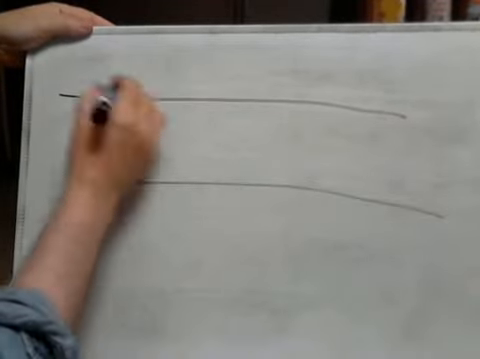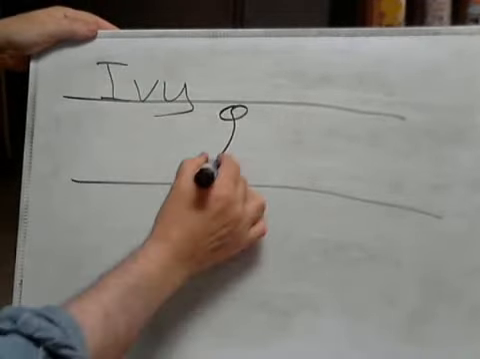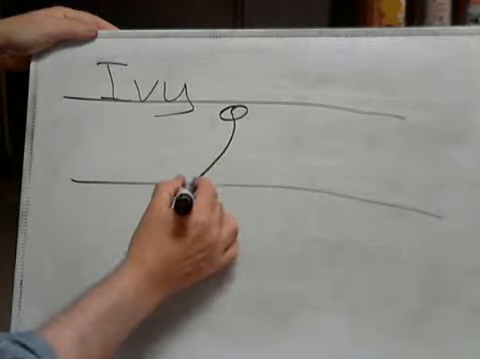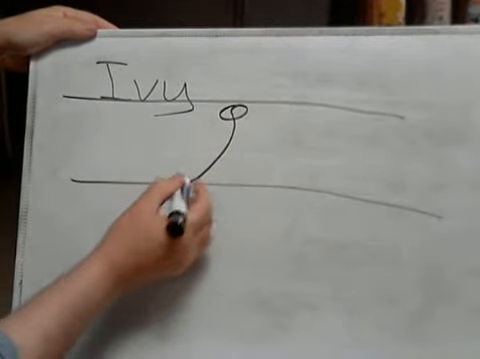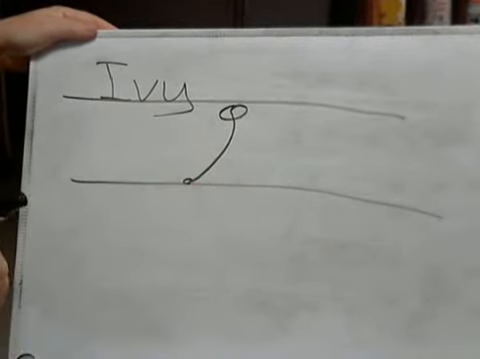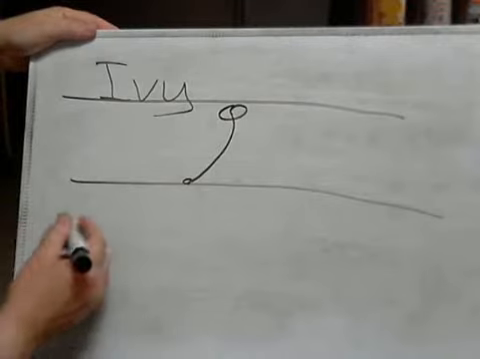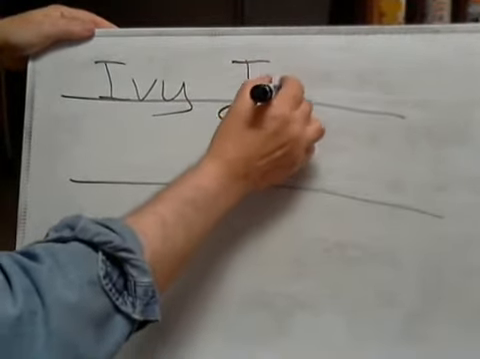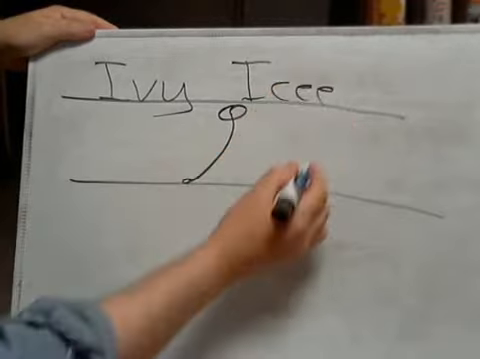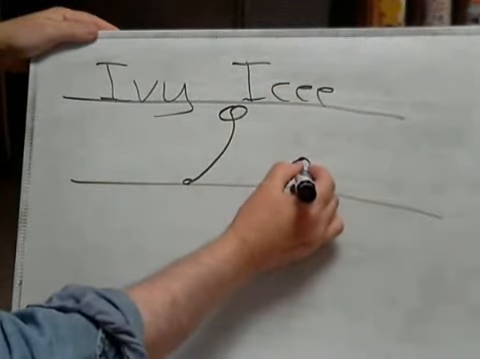The word ivy, I-V-Y, you can now bring it down just I-V. Or you could put the E on it, I-V-E. And icy, I-C-E-E. That would just be an I and an S and an E. Icy.